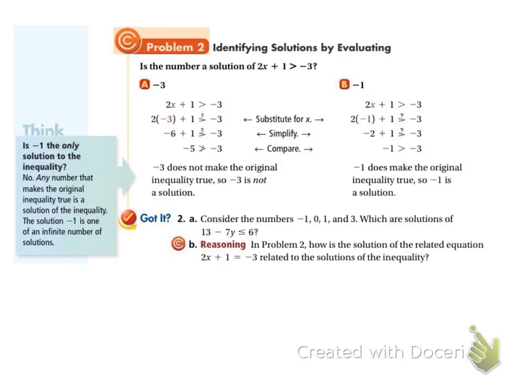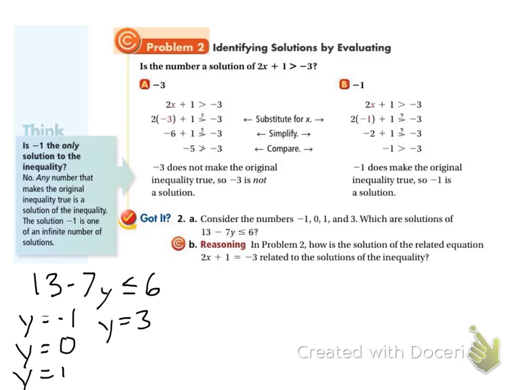So, let's identify solutions by plugging them in. So we're going to be given a number and plug it in to see if it is a solution, if it comes out true or not. So let's just look at our got it problem here. I have 13 minus 7y is less than or equal to 6. And I'm going to plug in for y. I'm going to plug in y equals -1, y equals 0, y equals 1, and y equals 3.